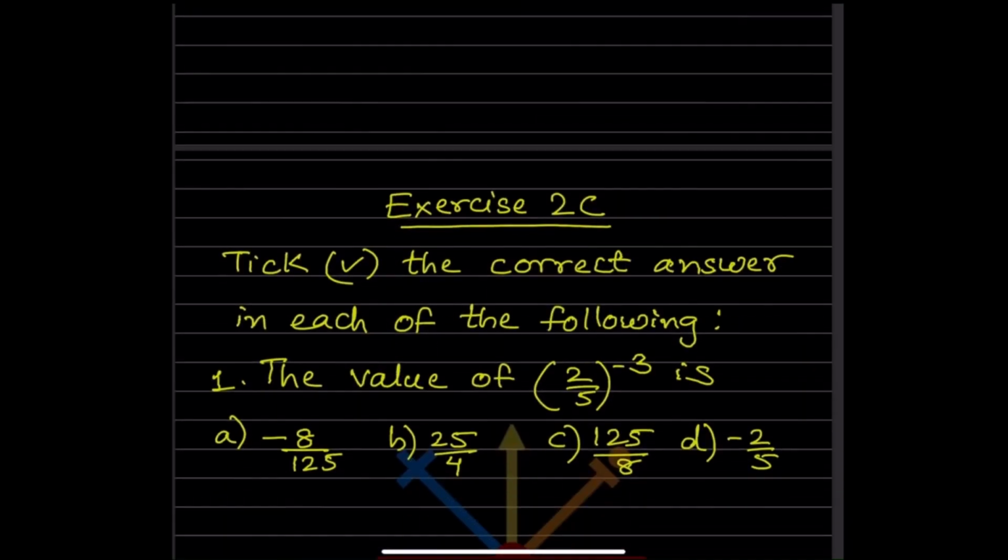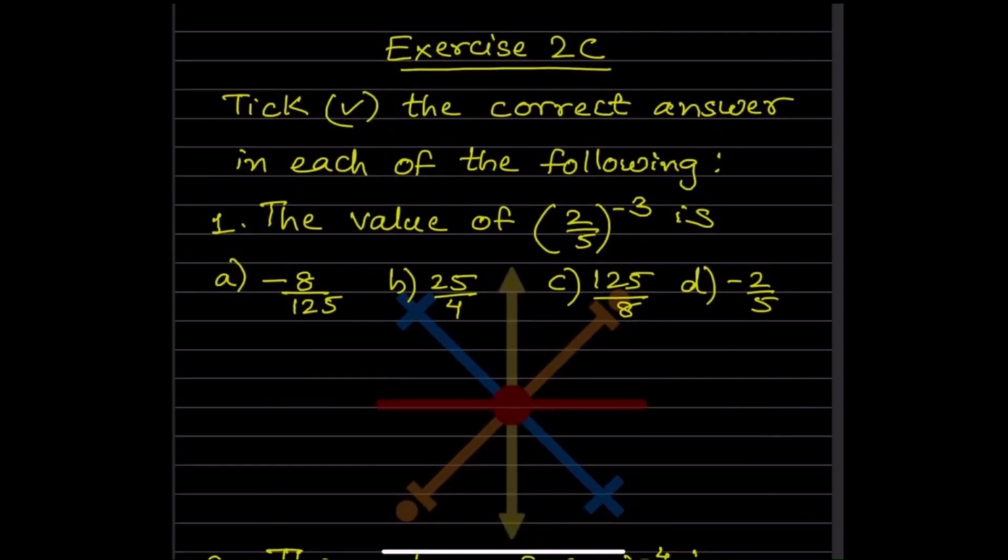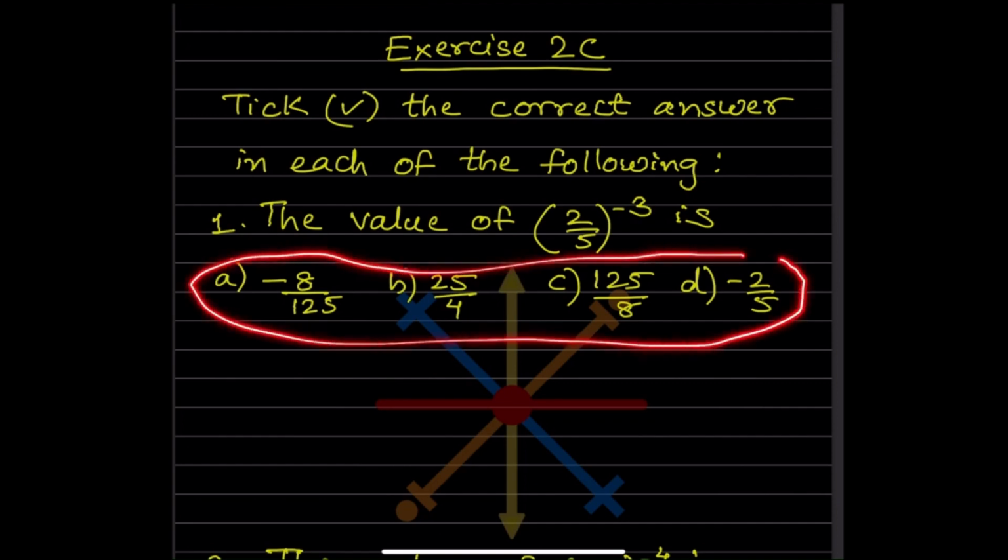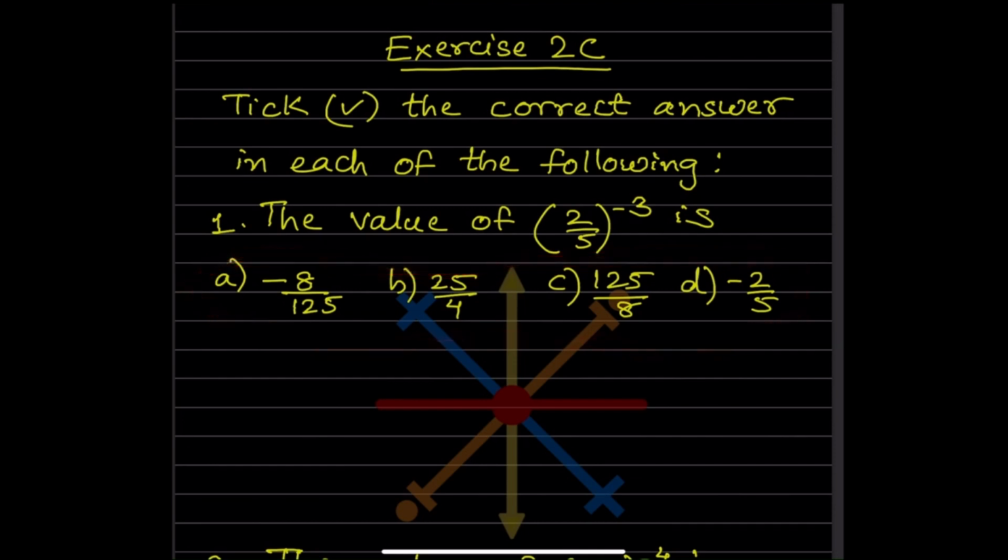So now let us see the exercise, that is 2C. Even though they have given the options to tick here, actually we have to solve the problem. So now let us first not see the options. Now they have asked for the value of 2 by 5 raised to minus 3. So we cannot do this directly, we have to solve this one. So let me write here 2 by 5 raised to minus 3.